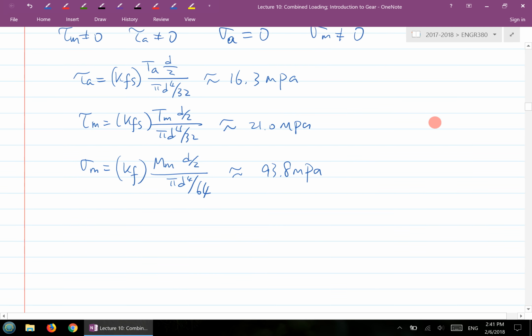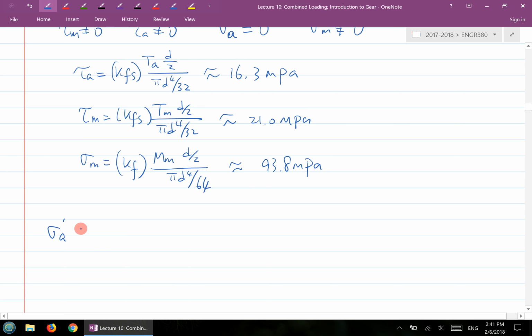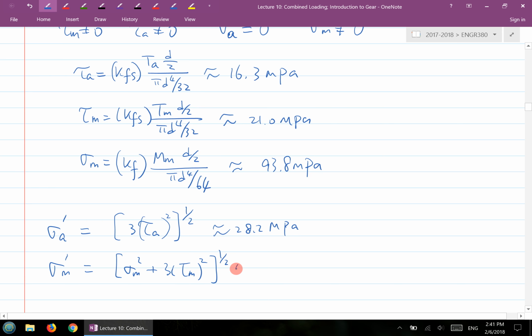And then once we get this, we calculate our sigma A prime. There's only the tau A component, so that's basically the square root of 3 tau A squared, which gives us 28.2 megapascals. And then you calculate sigma m prime, which is the square root of sigma m squared plus 3 tau m squared, giving 100.6 megapascals. Those are direct applications of the formula for sigma A prime and sigma m prime.